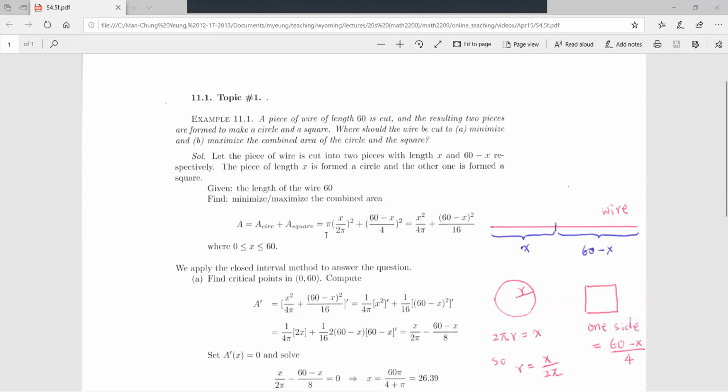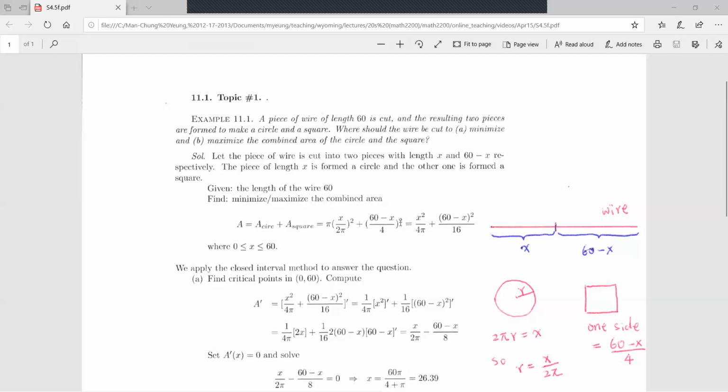Area of a circle is pi r squared, but r now is X over 2 pi, so area of this circle is this term. Area of the square is one side squared, okay? So it is (60 minus X) over 4, squared. Now I simplify this sum to get this. This is the combined area of the circle and the square.